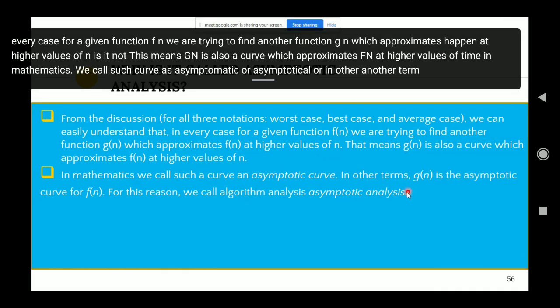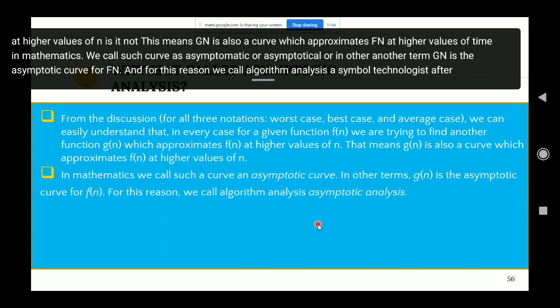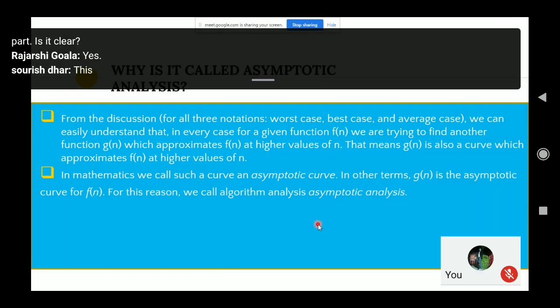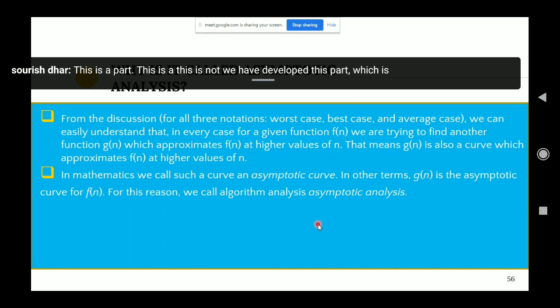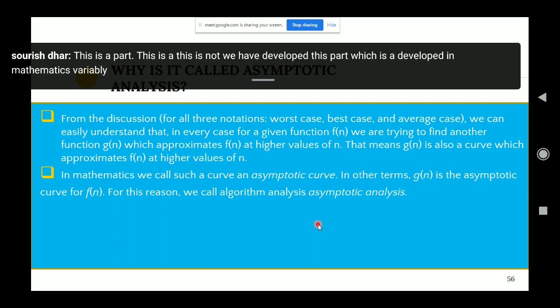Is it clear? Yes, sir. This is a part which was developed in mathematics in the very early 20th century.